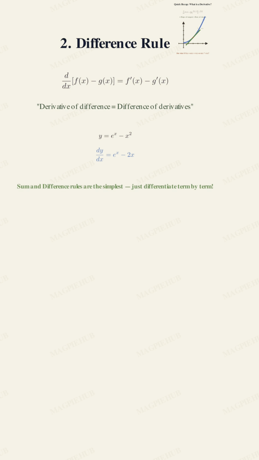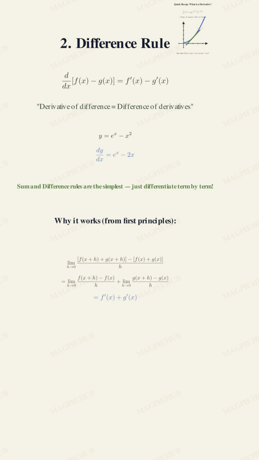Example, y equals e to the x minus x squared. Derivative is e to the x minus 2x. Why does it work? From first principles, the limit of the combined difference splits into individual limits, giving us f prime plus or minus g prime. Simple and elegant. Rule 3, the product rule, also called the Leibniz rule.